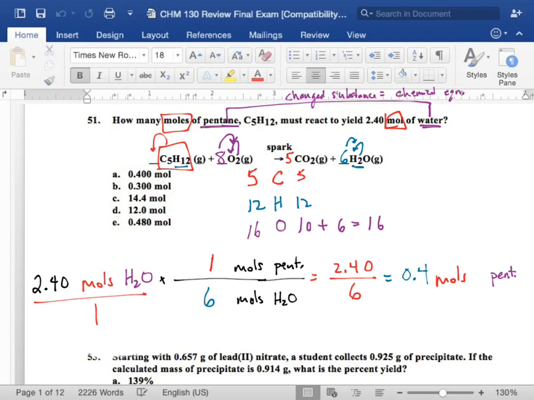Why does it say yield in there? It's just another term. If we had said percent yield, that's going to be a different thing. Yield is just like making or producing. Percent yield would very clearly say the percent as well.